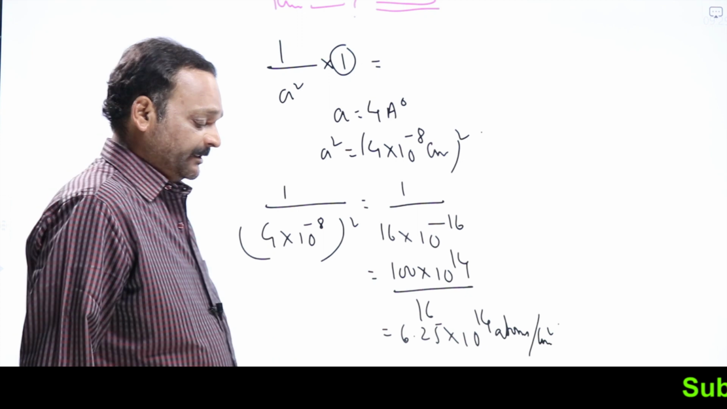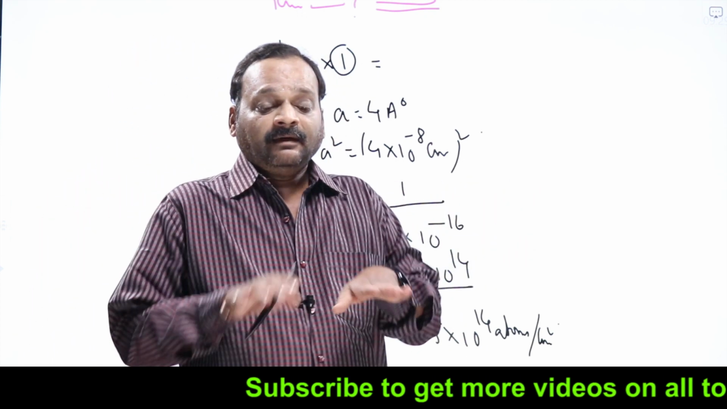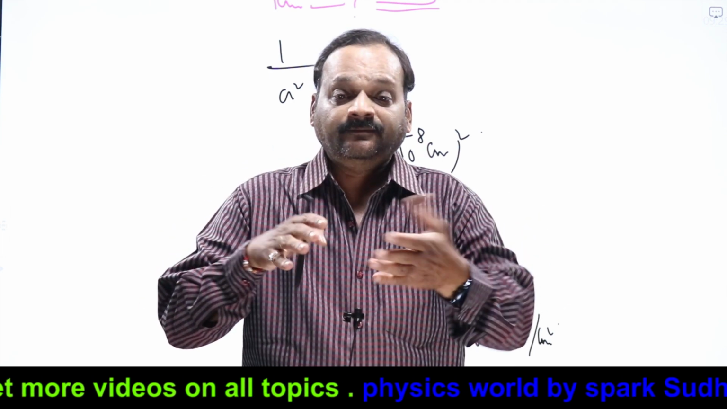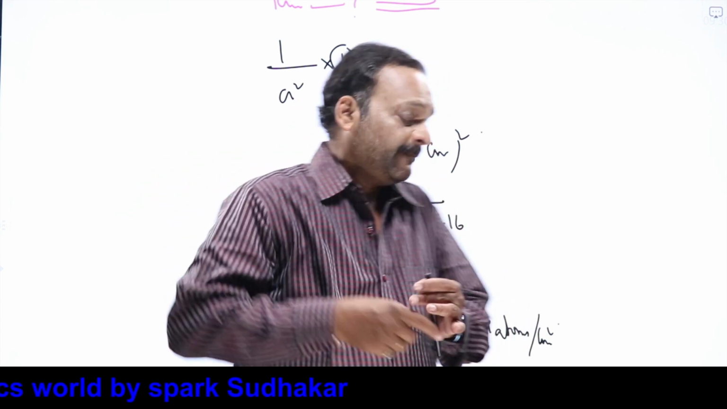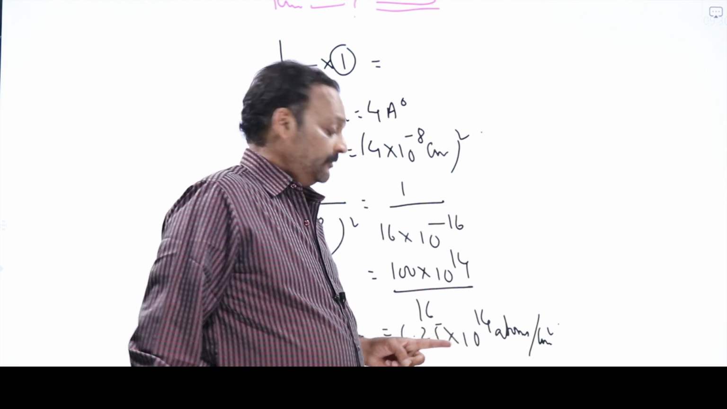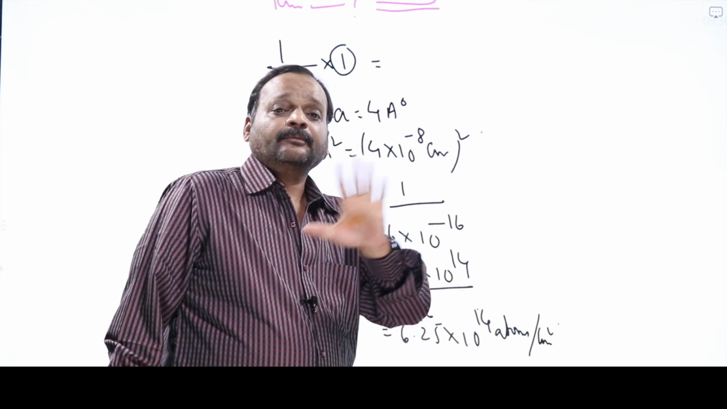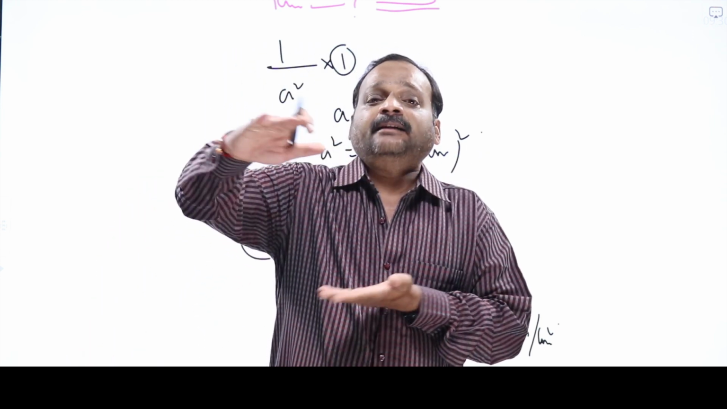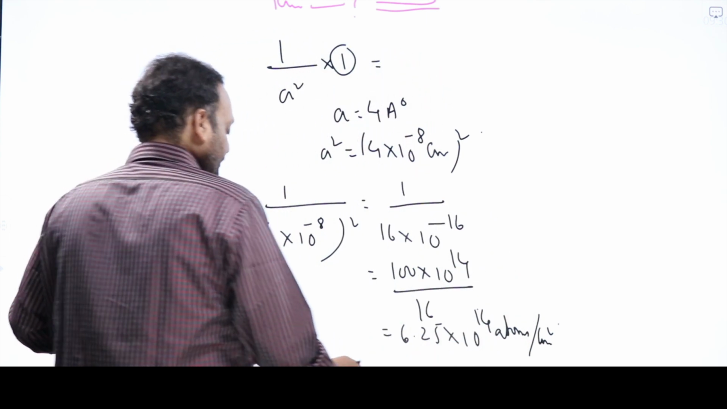So in a simple cubic, if you are visualizing 100 planes, 1 square centimeter of the 100 plane contains how many atoms? When I am sending an X-ray beam onto the 100 plane, per square centimeter that X-ray beam encounters how many atoms? 6.25 into 10 to the power 14. That order is around 10 to the power 14, 10 to the power 15, 10 to the power 16, like that. We call it planar atomic density. Now I'll proceed further.